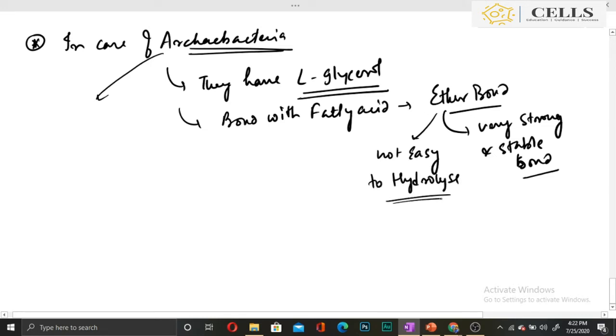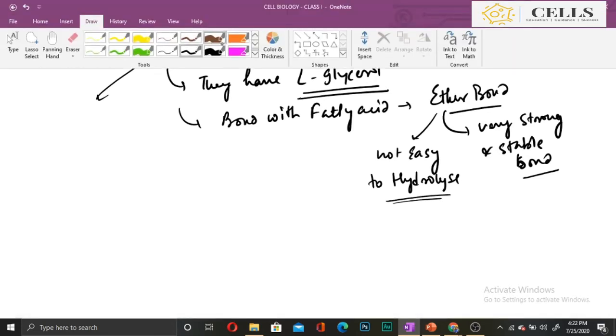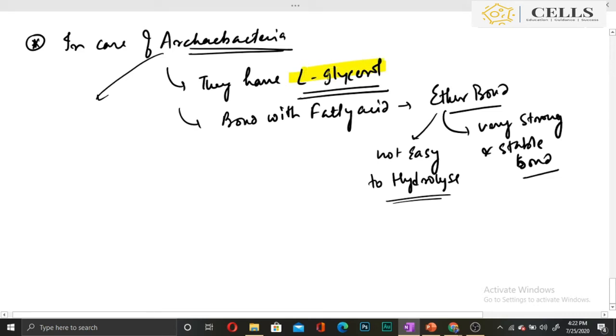So this is a very important portion. Questions come from it in different exams. So L-glycerol is present in Archaebacteria and ether bond is present in Archaebacteria. And which eukaryotic phospholipid has an ether bond in the C1? Plasmalogen. We have also discussed that.